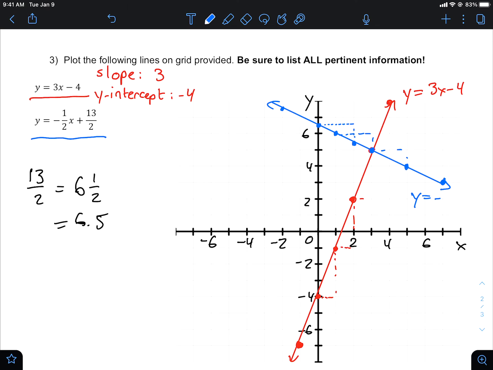And that's going to be y equals negative 1/2 x plus 13 over 2. So our last pertinent information here is our slope, which is negative 1/2, and then the y-intercept, which is 13 over 2. So that's how you would plot these lines. And that's all the pertinent information that we would need. Any questions about that?